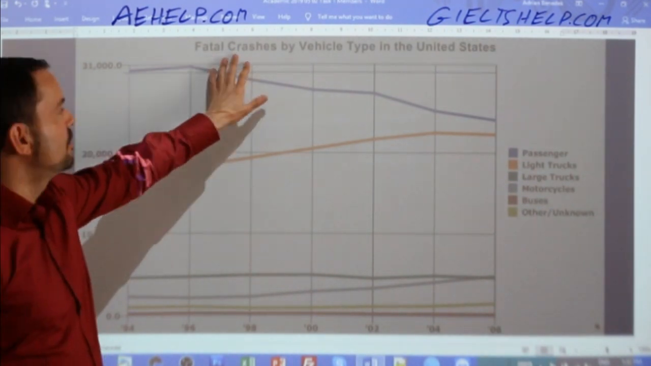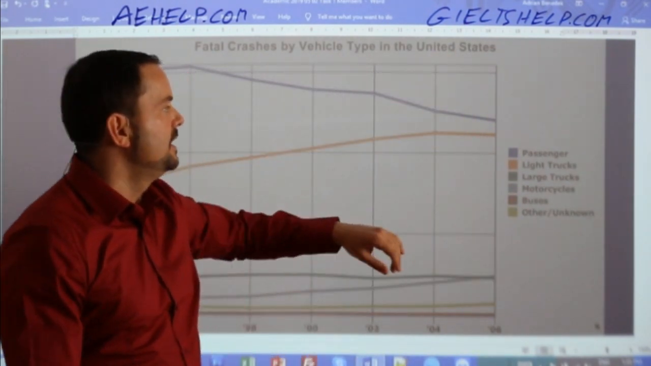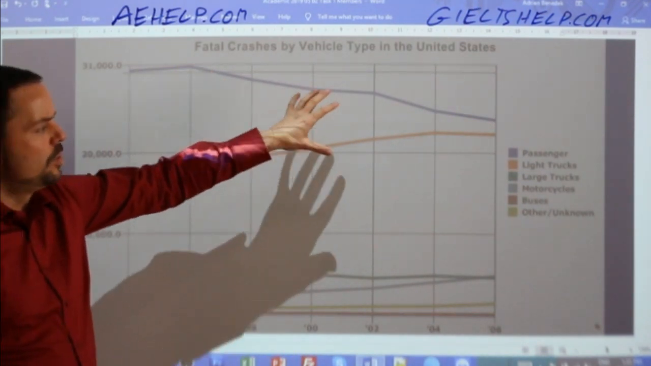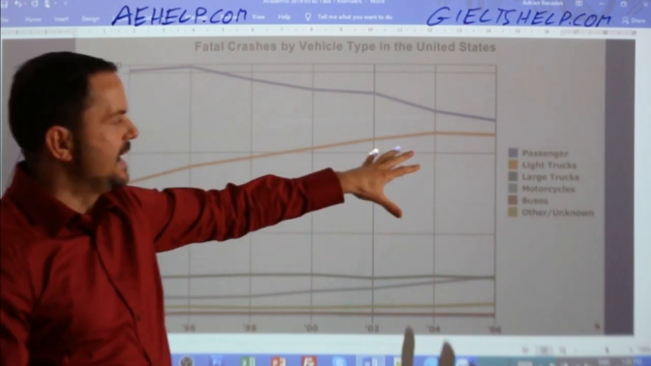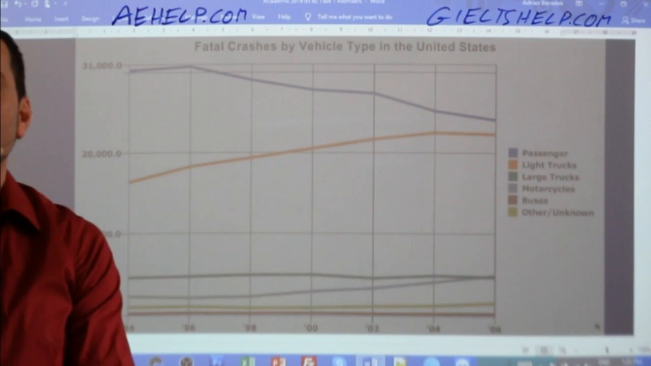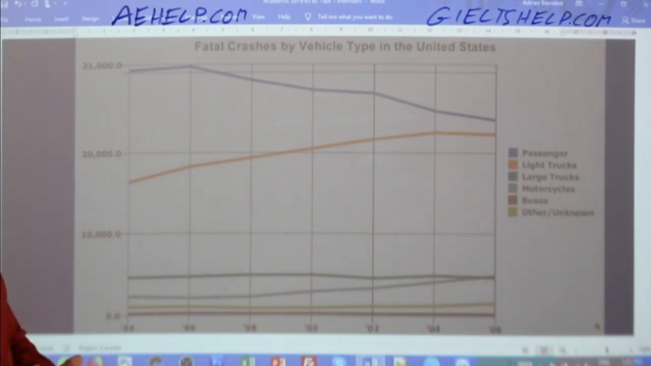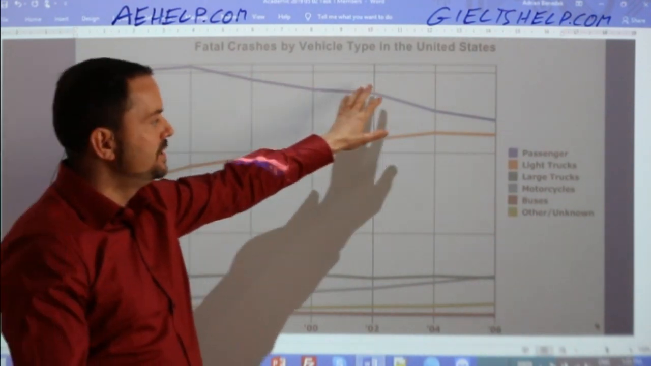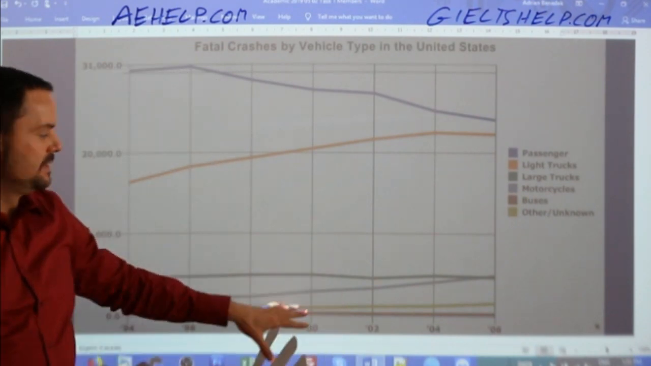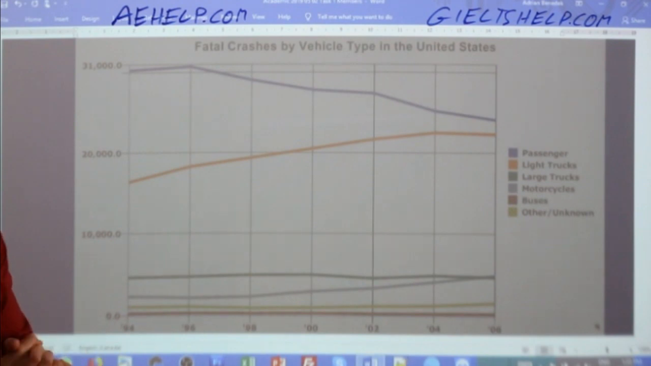It says fatal crashes by vehicle type in the United States. And then here we have several lines. On the IELTS exam, you won't have colors. Here we have colors just for the lesson. It makes a little bit more sense. Good, thank you Begzad and Harminder for confirming that. Here we have the blue line is passenger vehicles, orange line is light trucks, and then we have these lines below here for large trucks, motorcycles, buses, and other.